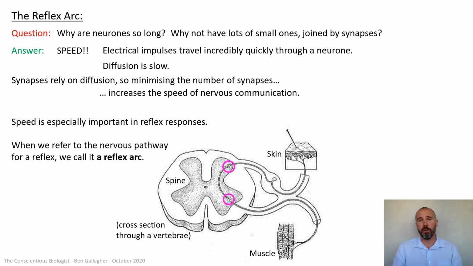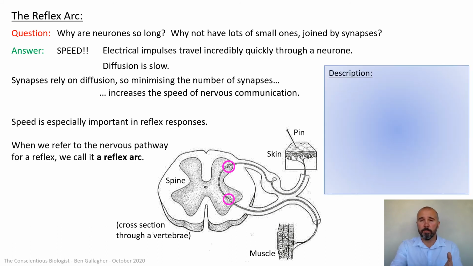So hopefully that diagram makes sense. But in the exam, it might have that diagram and say, describe what's happening in this diagram, or describe the events in a reflex arc. So I'm going to give you a quick but full description of what's happening here. This is kind of what you should be writing in the exam.